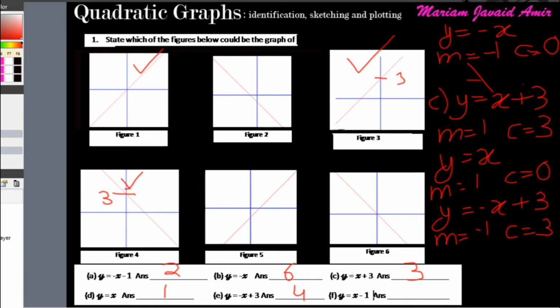And then part F is y equals x minus 1. So again the slope is plus 1 and c is minus 1. So a rising line which touches the y-axis at minus 1, so that is figure number 5.